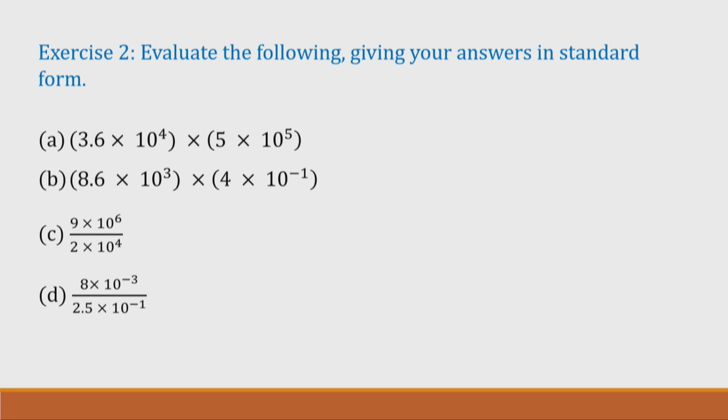The next part, 5 times 10 power 4 over 2 times 10 power 5. So here we have division. So 5 over 2 times, I have applied the division law of indices, so 10 power 4 minus 5. Now 5 over 2 is 2.5 times 10 to the power of negative 1. And this is in standard form. So you have exercise 2. Evaluate the following, giving your answers in standard form.